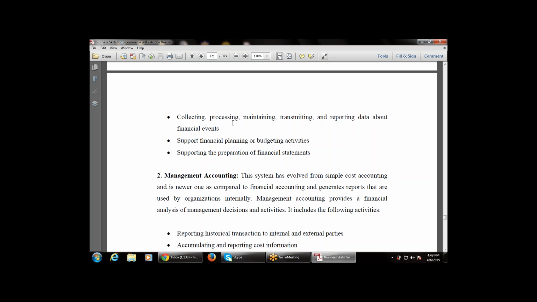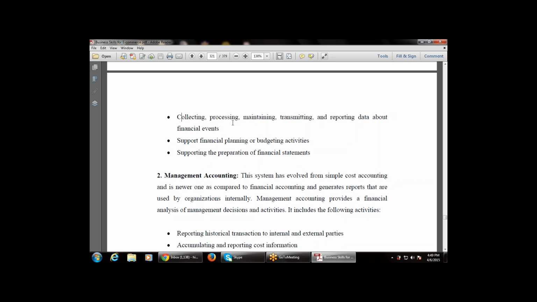That is, generating the reports that are prepared by the managers or used by the management internally. Management accounting provides a financial analysis of management decisions and activities. This is one of the important lines. Financial analysis means what type of financial needs or requirements there are in management decisions and activities. That is done by management accounting.